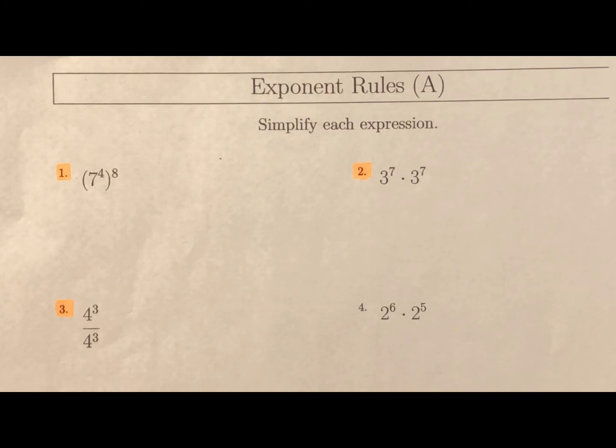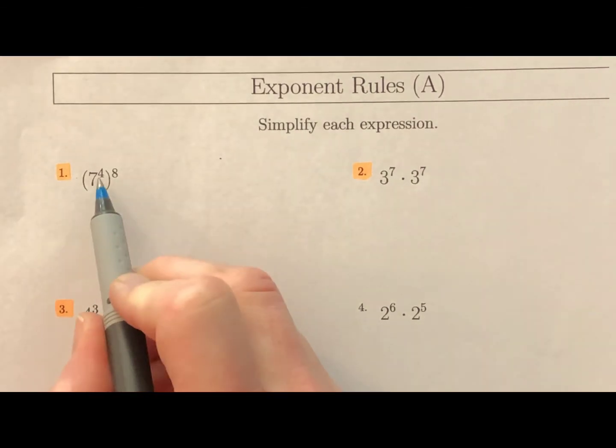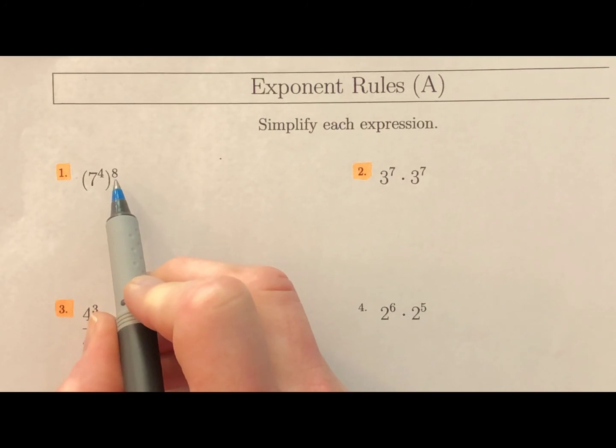Exponents. Let's do the first three together and you're on your own for the others. There are three different types and the first three represent each of the three types. So let's begin with number one. You have 7 to the 4th power 8 times.